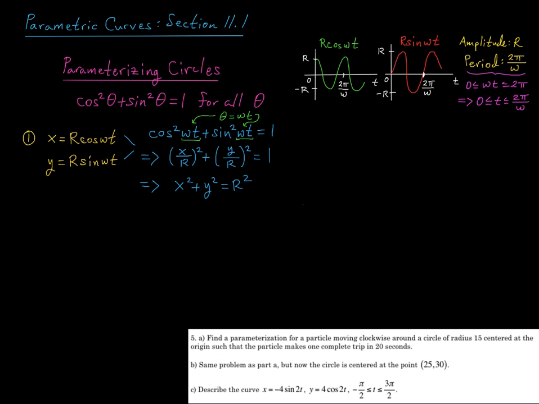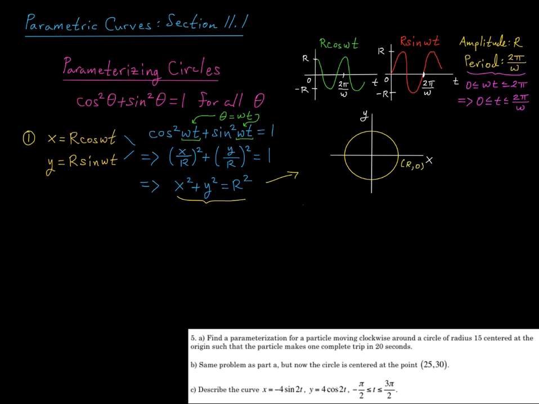And given that cosine omega t is x over r, and sine of omega t is y over r, this implies that (x over r) squared plus (y over r) squared is equal to 1. And multiplying both sides of this equation by r squared gives us that x squared plus y squared is equal to r squared. And this is an equation of the circle of radius r centered at the origin that you see here in yellow.